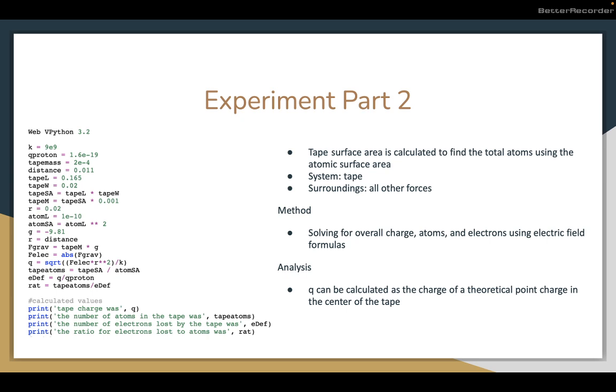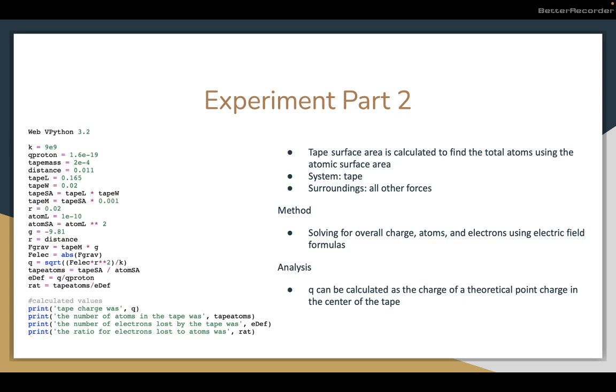Part two of this experiment was the computational model, and here we have the system again is the tape, and the surroundings are all other forces. Tape surface area was calculated with this part of the code right here, along with the mass of the tape, and then the surface area of the atom was calculated here, and this gives us the total number of atoms in the tape.